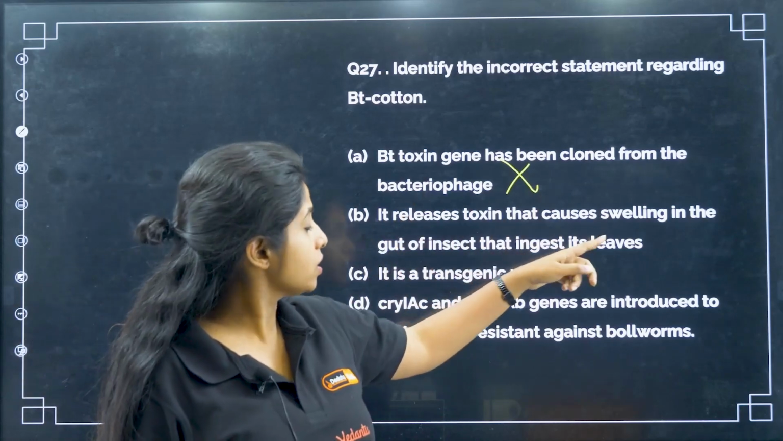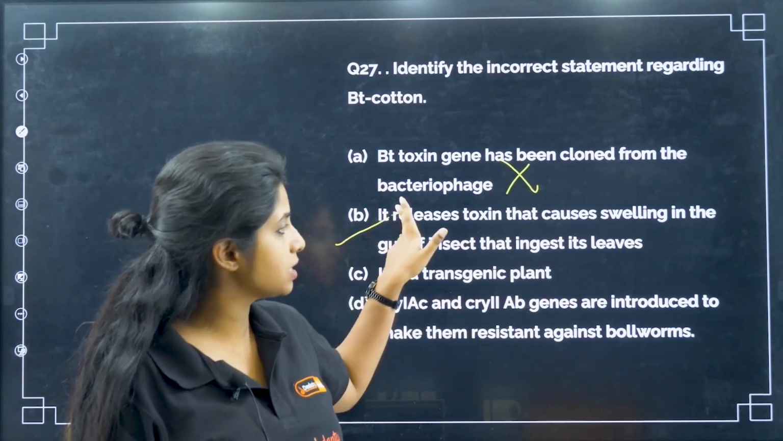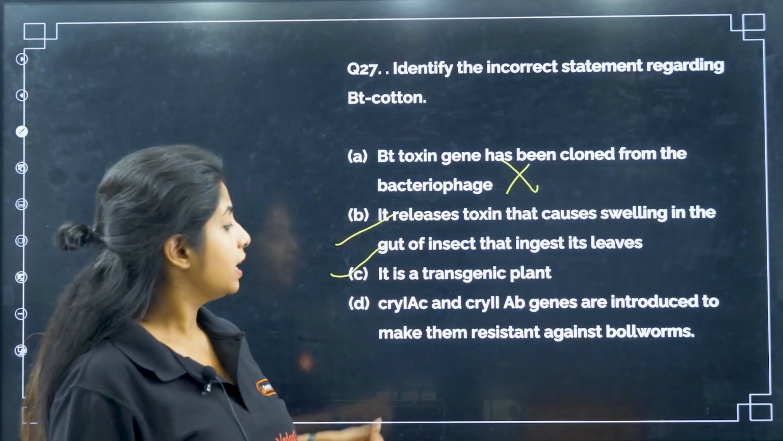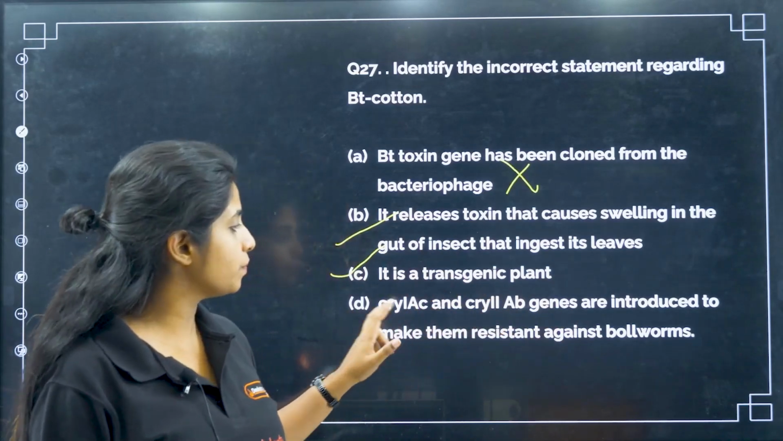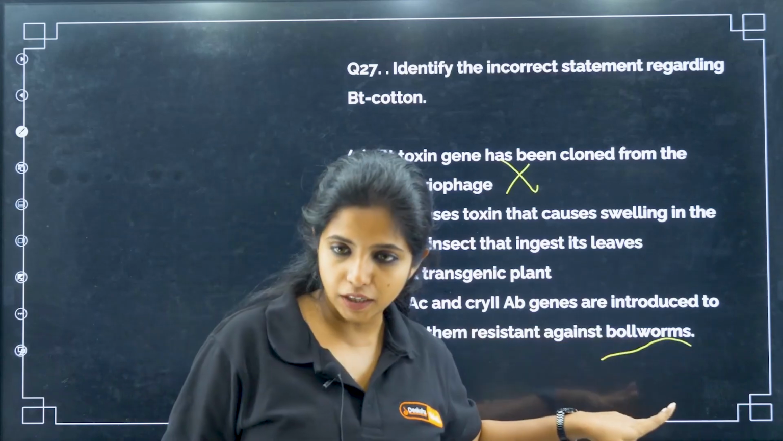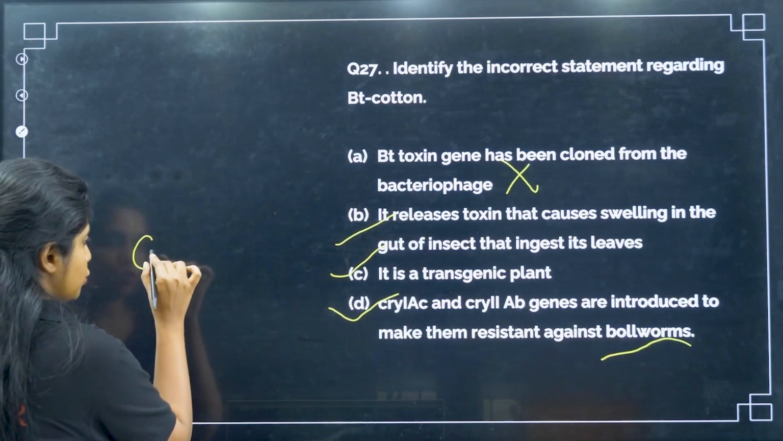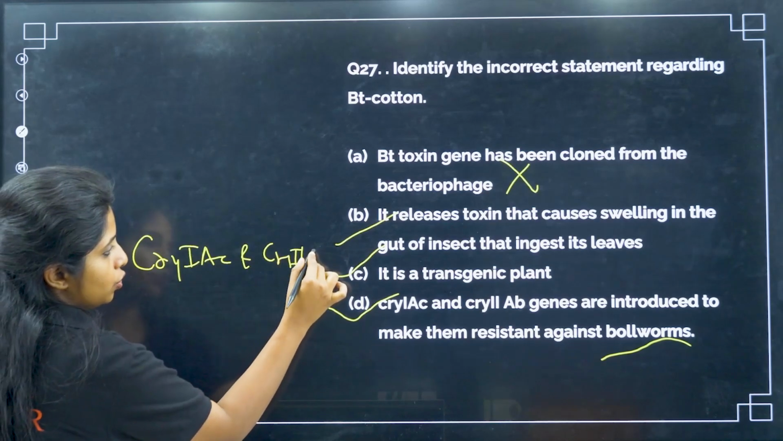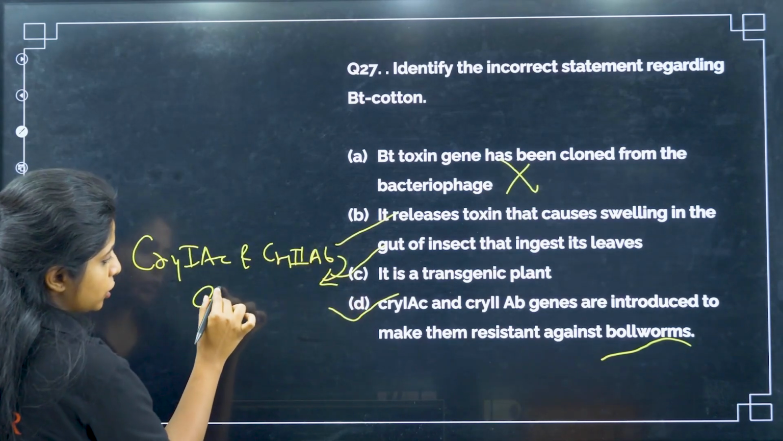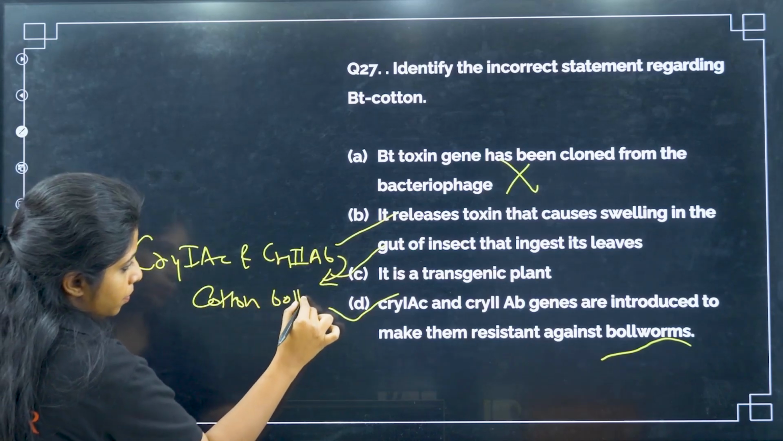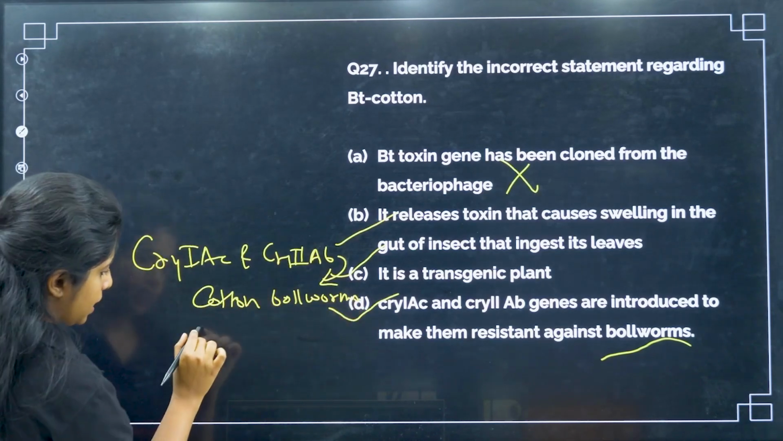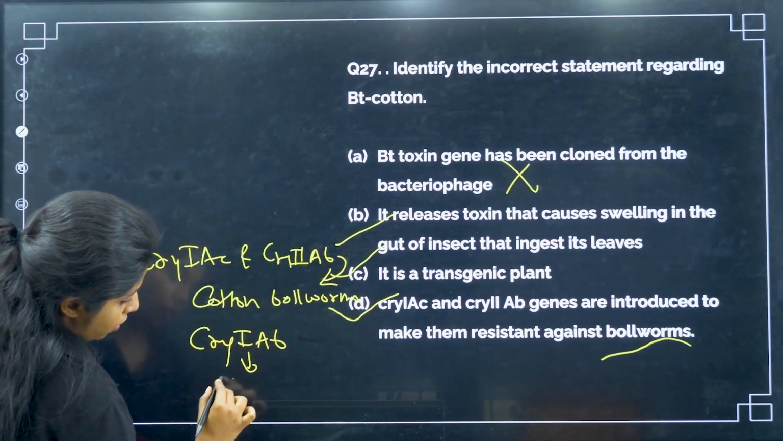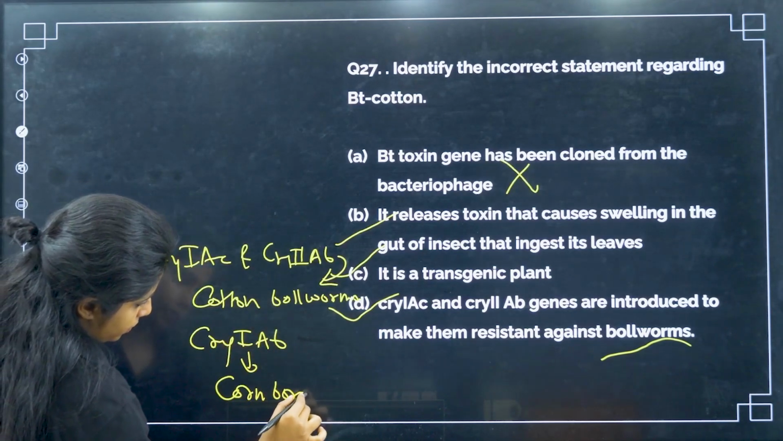Now, it releases toxin that causes swelling in the gut of insects that ingest its leaf. Yes. It is a transgenic plant. Yes. Cry1Ac and Cry2Ab genes are introduced to make them resistant against bollworms. Yes, my dear children. So there are different types of Cry genes. Always remember, you have Cry1Ac and Cry2Ab. This is specifically for cotton bollworms. And then you have Cry1Ab. This is for corn borer.